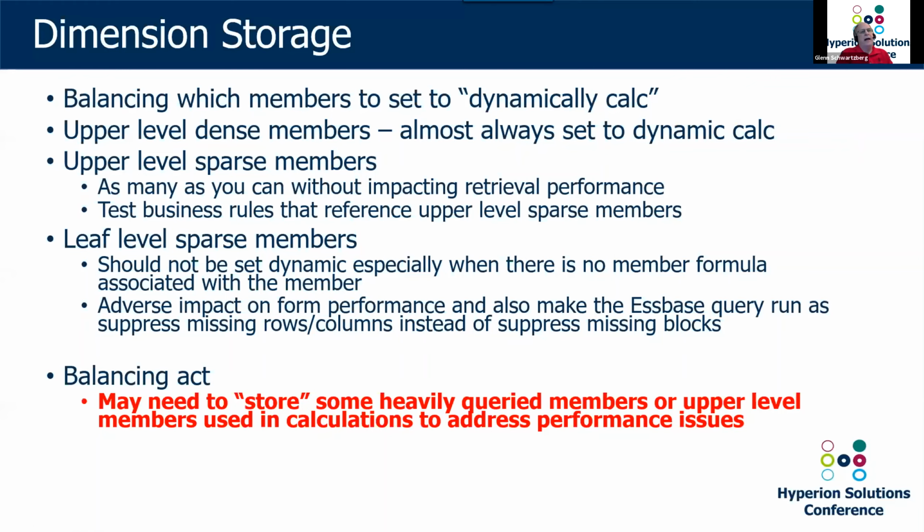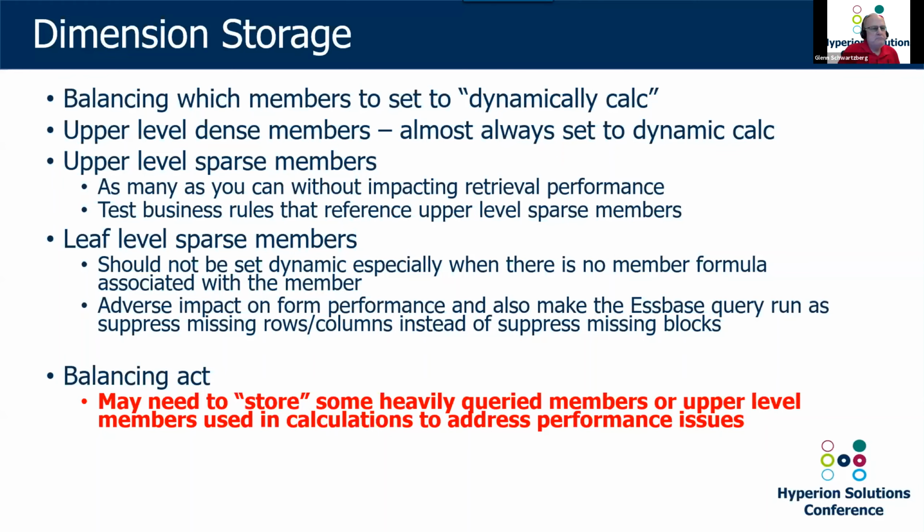We also have to balance what we set to dynamic calc. If it's a dense dimension, we're never going to have a problem with setting those to dynamic calc. With sparse dimensions, you can set as many as you can, all of your dimensions, to see what you can do without impacting both calculation and retrieval performance. Obviously, a leaf member can't be set to dynamic calc if there's no formula on it. If there's a formula on it, then of course you can set it to dynamic calculation.